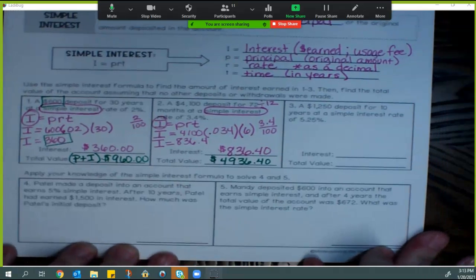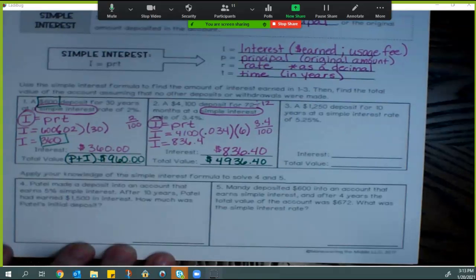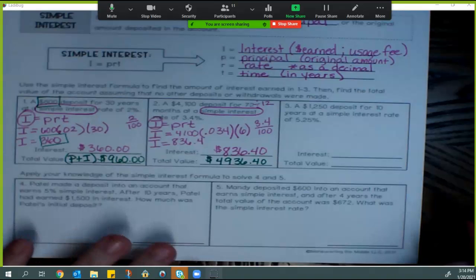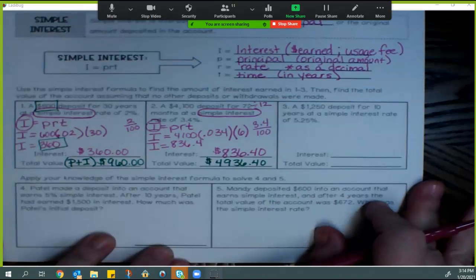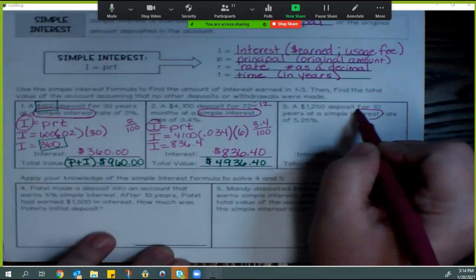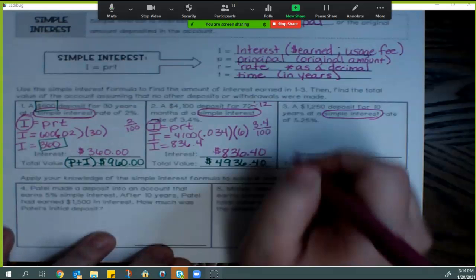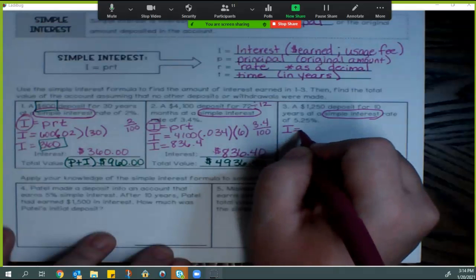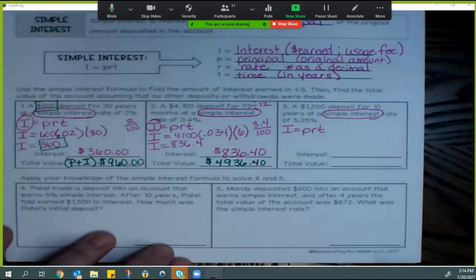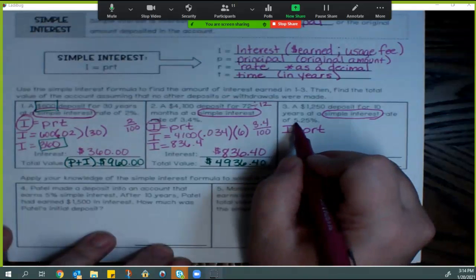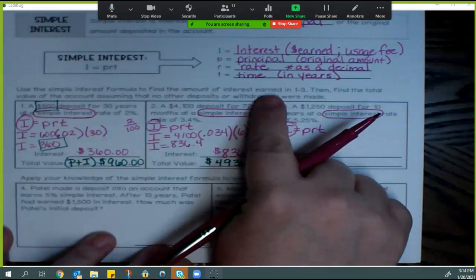All right, let's look at number 3. Last one that's a review from yesterday. A $1,250 deposit for 10 years at a simple interest rate of 5.25%. Simple interest is our key word. It tells us which formula we are going to use. Did you write the formula down? You better. Formula, substitute, solve. We're still looking for the interest earned. That's what the directions told me, earned interest.